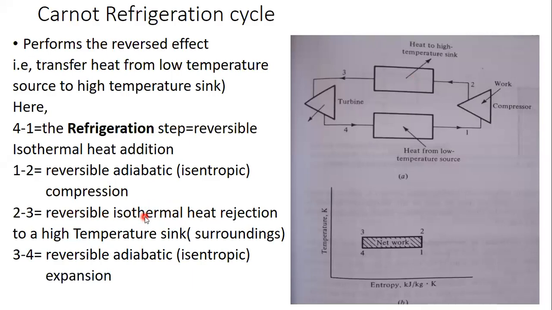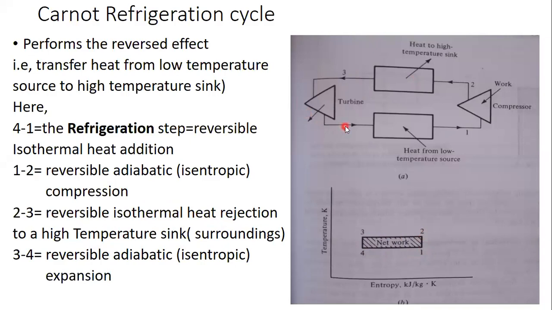We are assuming it as a reversible isothermal heat rejection process to a high temperature sink, for example surroundings. So 2 to 3 can be considered or represented as a horizontal line again in our TS diagram. So 4 to 1 we have already considered, 1 to 2 we considered, and 2 to 3 we have now considered.